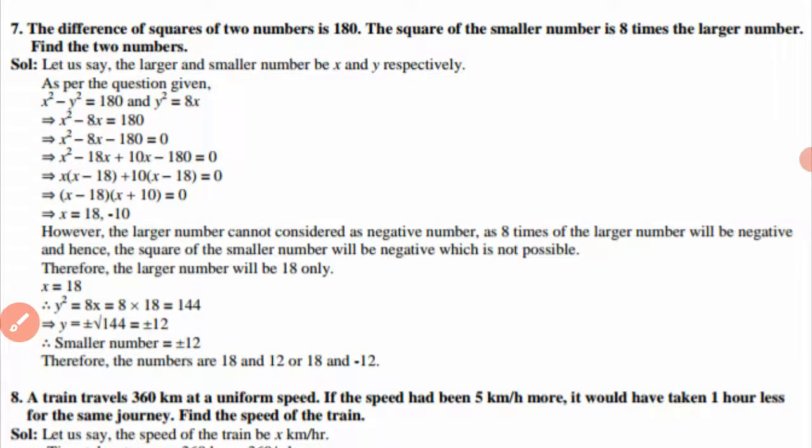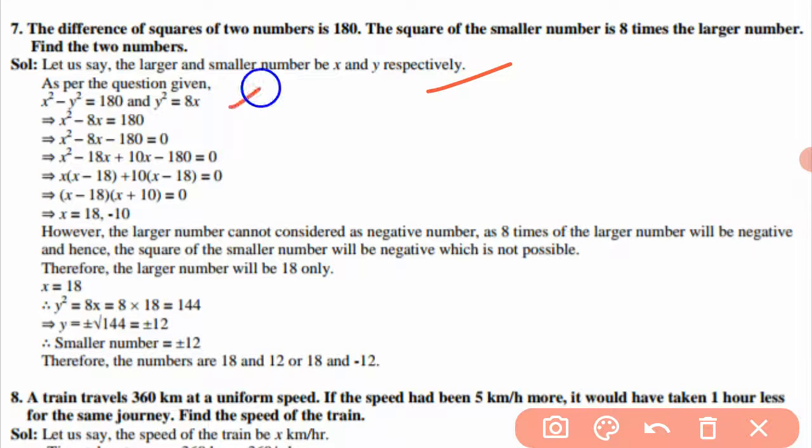In question number 7, the difference of the squares of two numbers is 180. The square of the smaller number is 8 times the larger. Find the numbers. So according to this question, we can say that the larger and smaller numbers be x and y. Here according to the question, x square minus y square equals 180, and we are also given y square equals 8x. Now we can put the value of y square in the given equation, so it will be x square minus 8x equals 180.